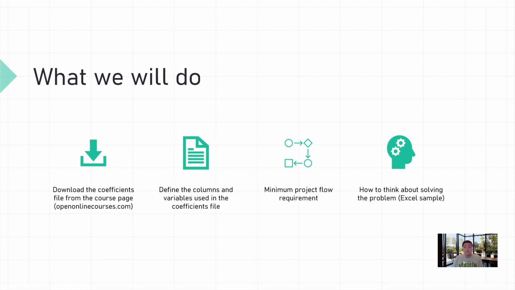In this video, we will download the coefficients file from the course page. The course page is openonlinecourses.com. Keep in mind that this page gets updated regularly based on students' feedback on the course. So just navigate it. You may not need to navigate it differently than what I will show you in this video. Then we will define the different columns, variables, and nuances of the coefficients file.